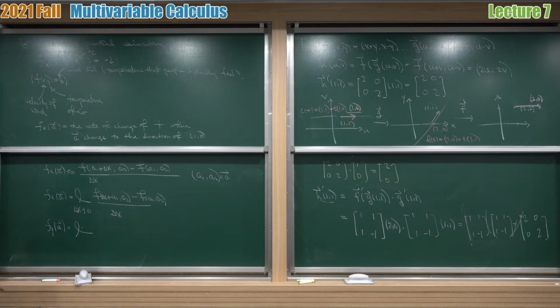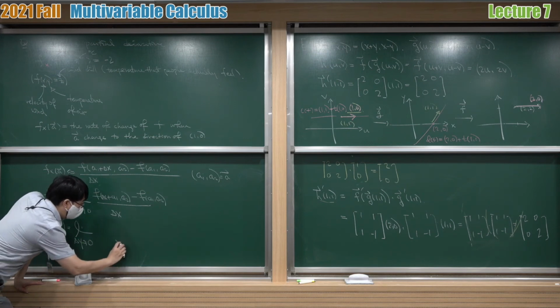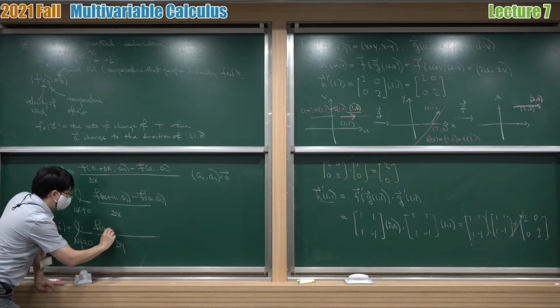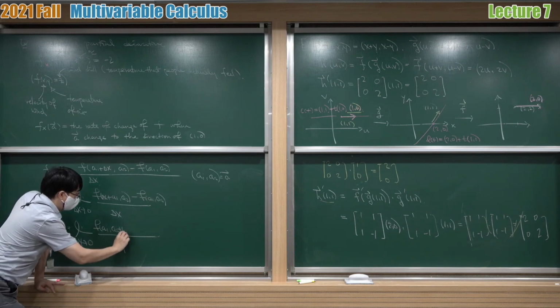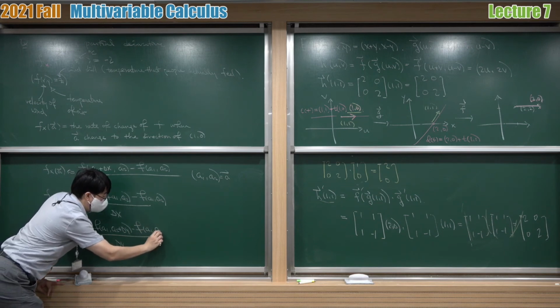You're doing the same with the y coordinates. Instead of delta x, you're taking delta y going to 0, and you're taking the ratio between the actual difference of the value of the function and the y difference. Right?